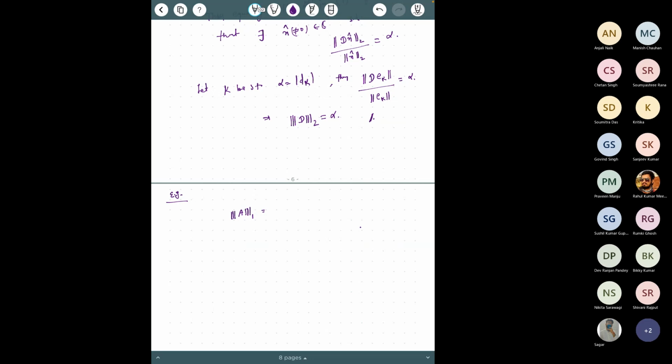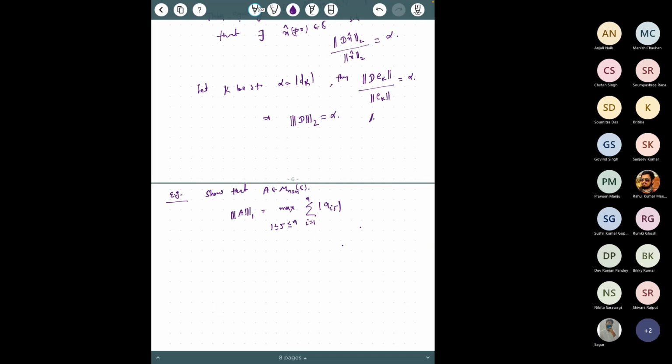So what I'm going to do next is the following. I will show that for any given matrix A of size n cross n over C, the operator 1 norm is equal to the following. It is the maximum column sum. The summation is varying over i. So this is the maximum column sum.